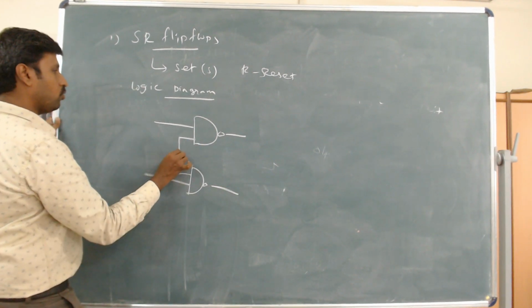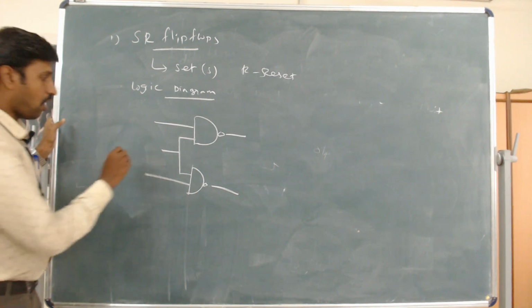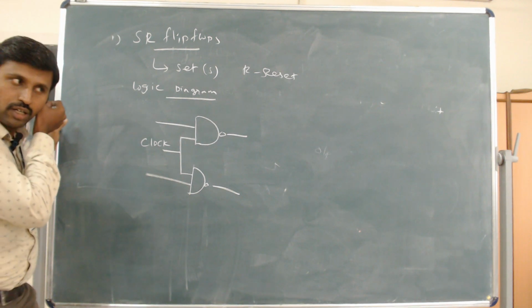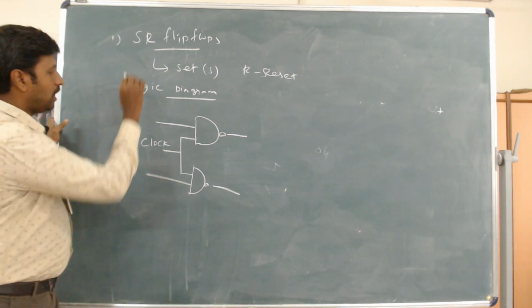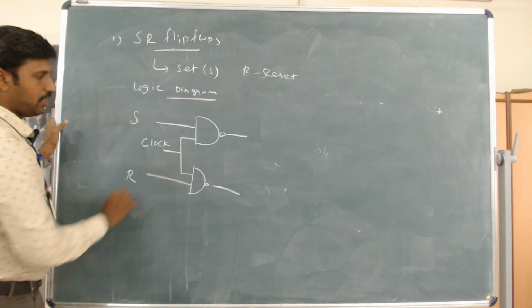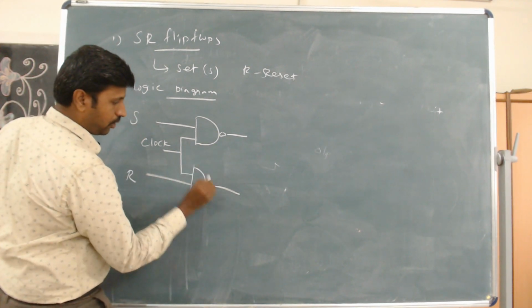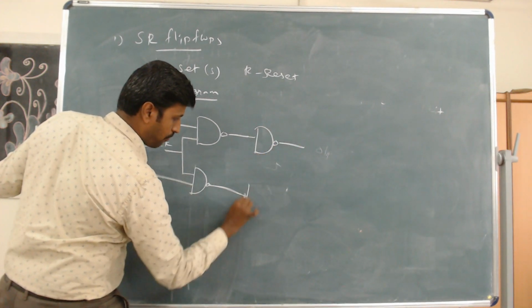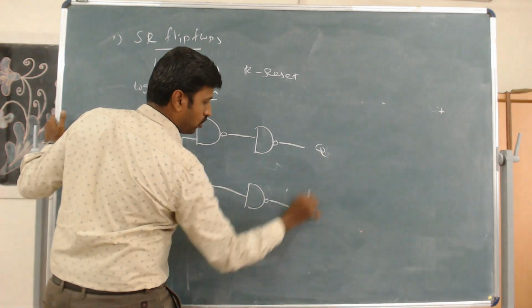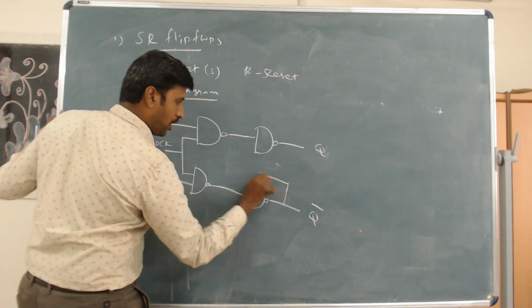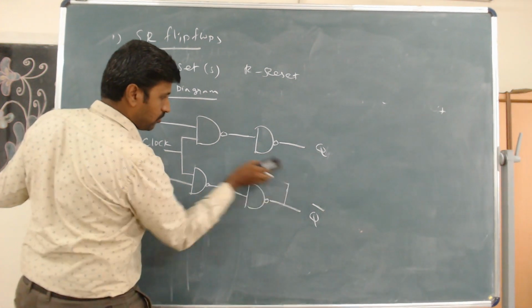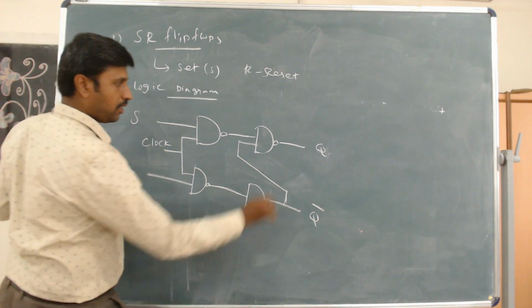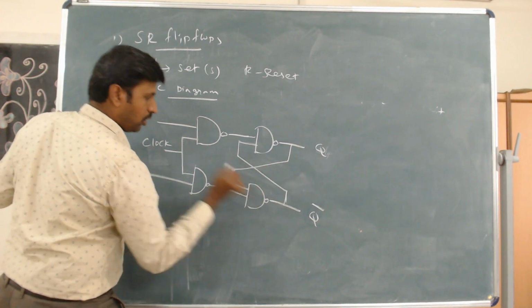Whenever we deal with sequential circuits, the clock is used for synchronization between the signals. Here I am using S and R, set and reset. There will be a NAND gate, and after that one more NAND gate. This will be Q and this will be Q bar. The Q bar is fed back into this line, and similarly Q is fed back into this NAND gate.